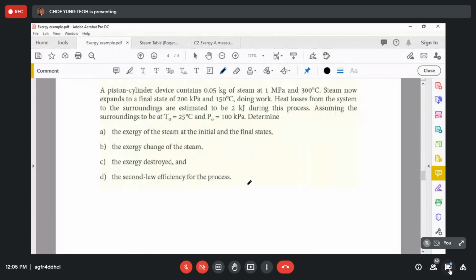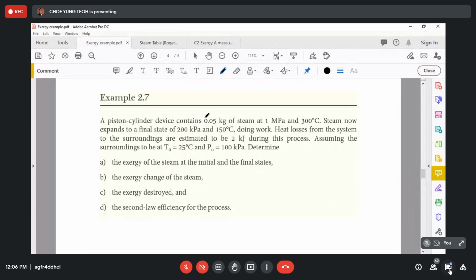2.7. A piston cylinder device, we know that this is a closed system, contains 0.05 kg of steam at 1 megapascal and 300 degrees Celsius. Steam is now expanded to a final state of 200 kilopascal and 150 degrees Celsius, doing work. This question has heat loss to the surroundings of 2 kilojoules, and assume that the surroundings are at 25 degrees Celsius and pressure of 100 kilopascal.